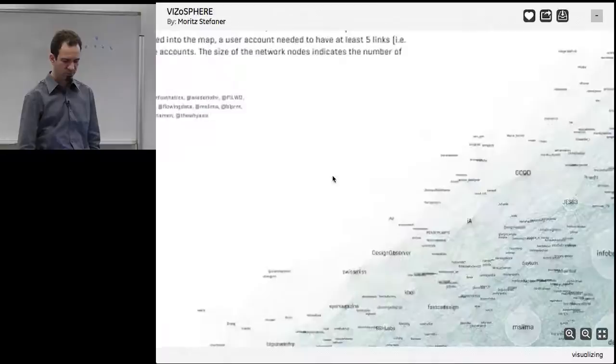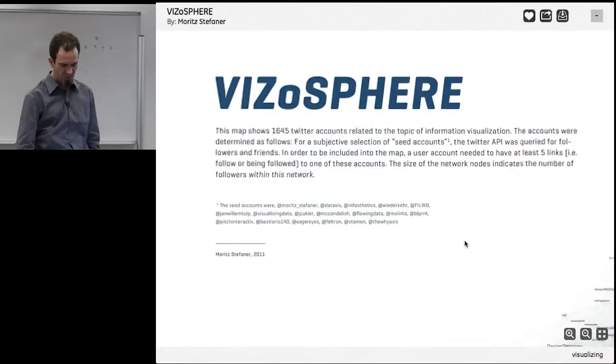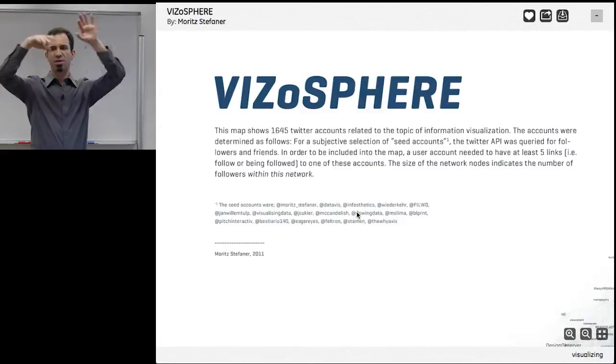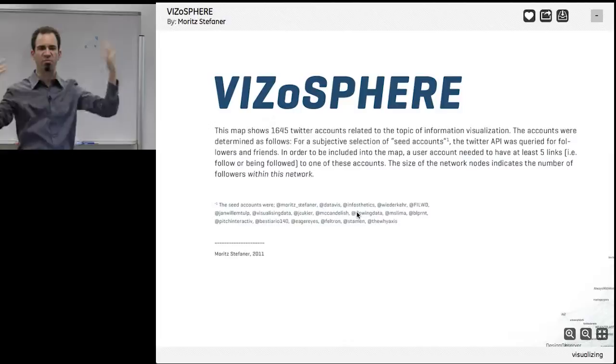So this is how they did it. For a subjective selection of seed accounts, the Twitter API was queried for followers and friends. In order to be included on the map, the user account needed to have at least 5 links, i.e. follower or being followed, to one of these accounts. The size of the network node indicates the number of followers within this network. And seed accounts were a bunch of people. So they started with that list of accounts, and they spread outwards. Anybody who follows 5 of them or is followed by 5 of them is on this map.